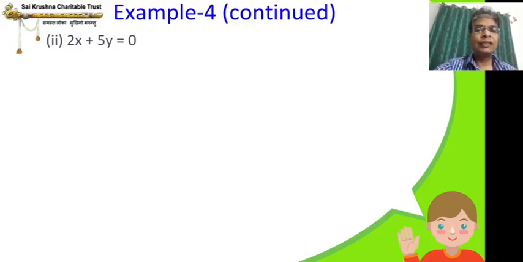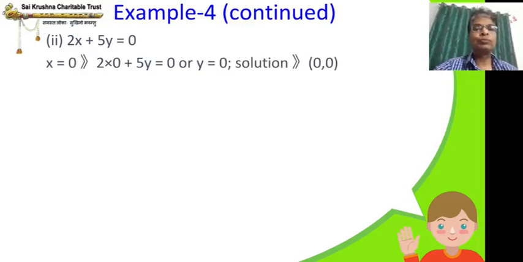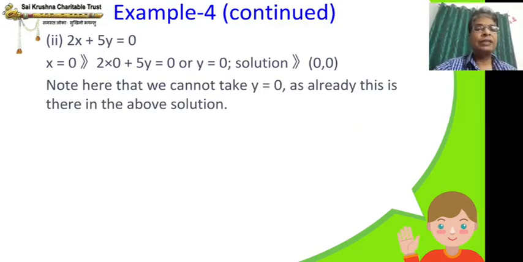No. I think many of you would have got a confusion. If I substitute 0 for x, then the solution is (0, 0). And if you assume 0 for y, again (0, 0), correct? But both solutions cannot be the same. I want different solutions. Therefore, here I am writing now. Note here that we cannot take y equal to 0 as it is already there in the above solution.